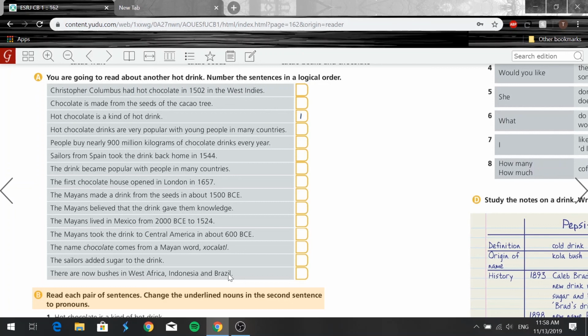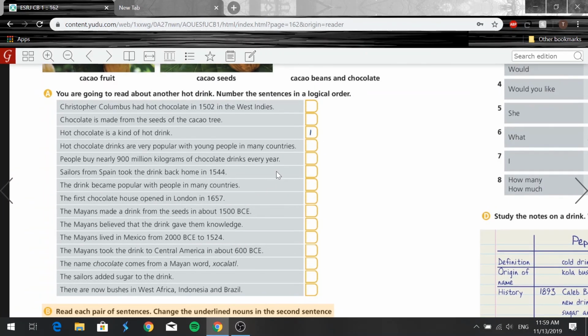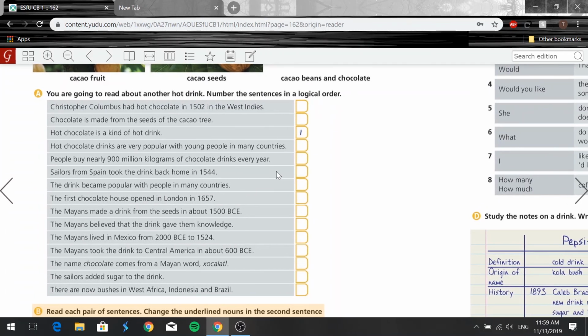Now let's move to 14. We'll say hot chocolate drinks are very popular with young people in many countries. And then we'll finally say people buy nearly 900 million kilograms of chocolate drinks every year. That's an insane number. So again, this was my logical order. Yours could be different, and that is fine.